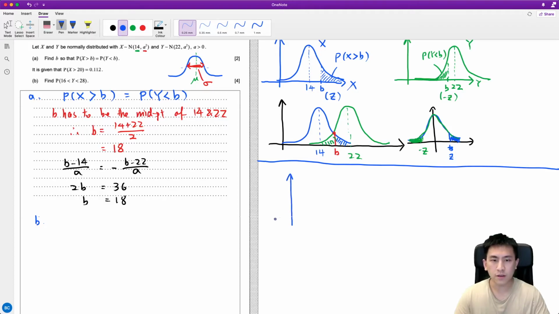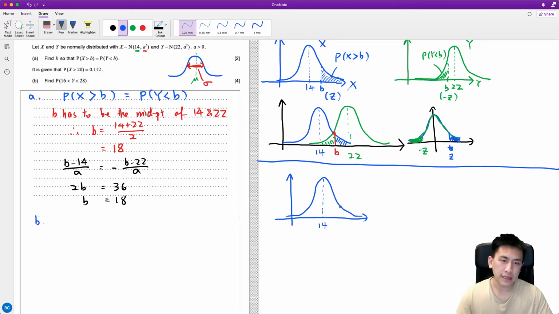I'm gonna do x, right? So let's do that, and then of course I'm just gonna draw the same thing. Now of course in the exam you really do not have to do this. It's just for explanation for now. Okay, so of course this here is still 14. And look, they want the probability that x is bigger than 20. Now 20 is somewhere here, right? That's 20. So that means this is the probability, right? That probability here is 0.112, right?